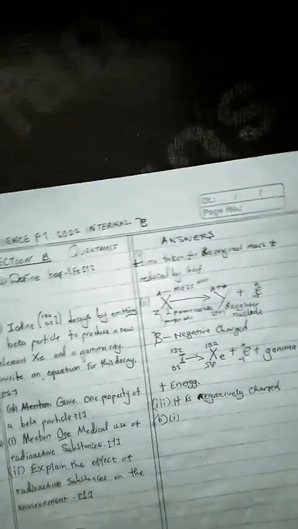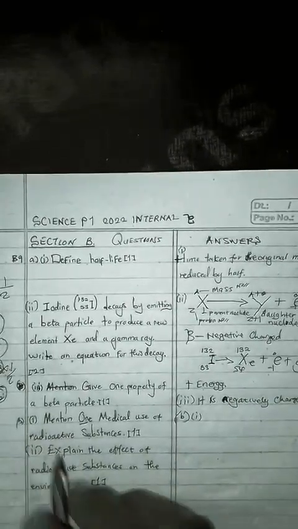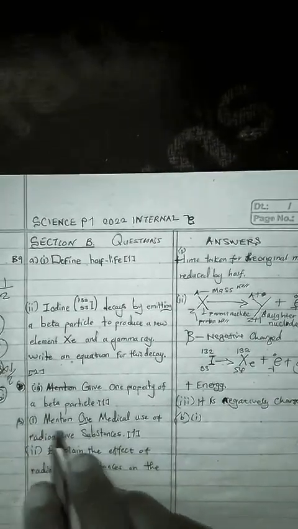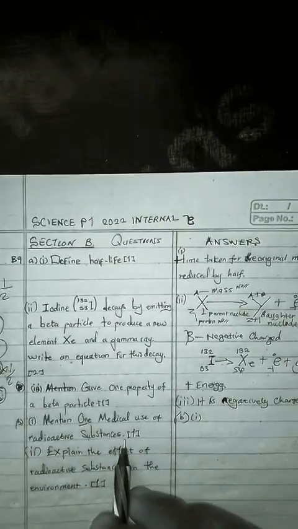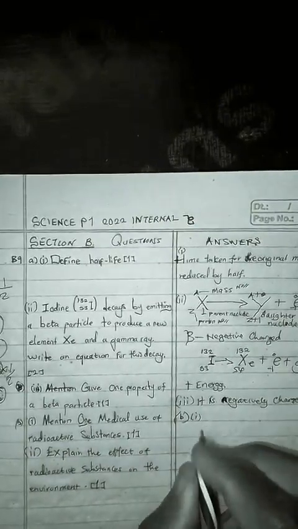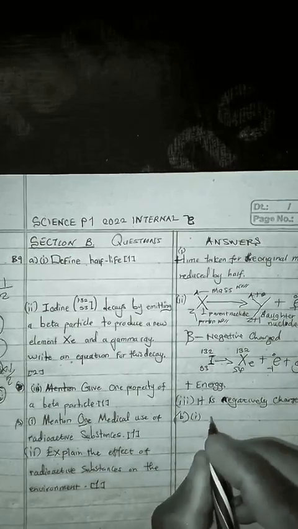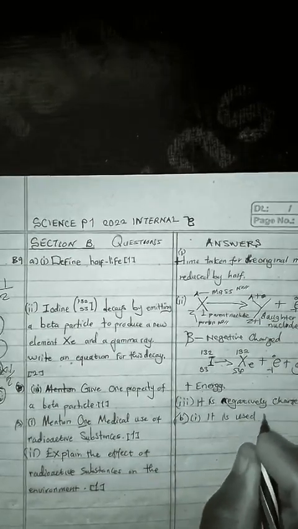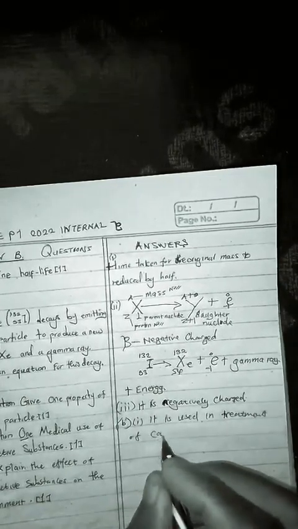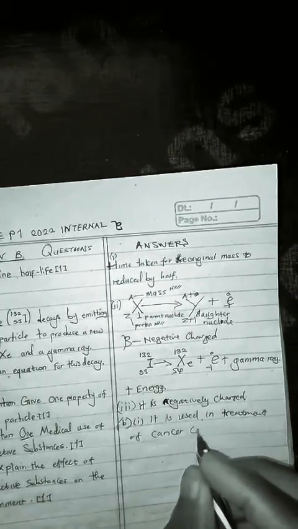So let's continue. B. Roman numeral number 1 is saying, give one medical use of radioactive substances. The first thing we are going to say is that it is used in the treatment of cancer cells. So that's the medical use.